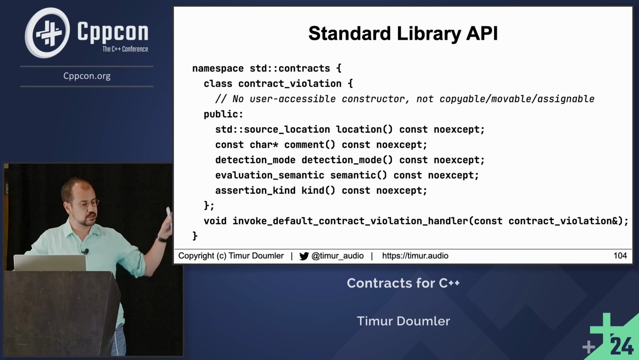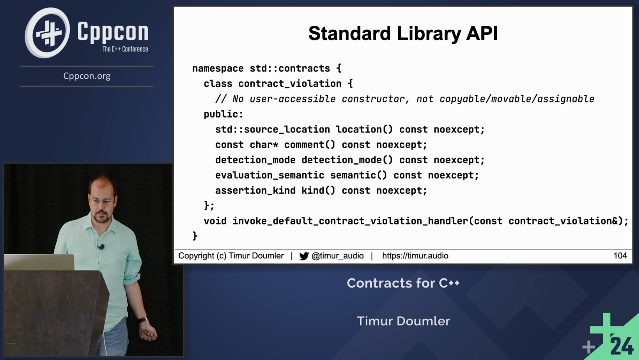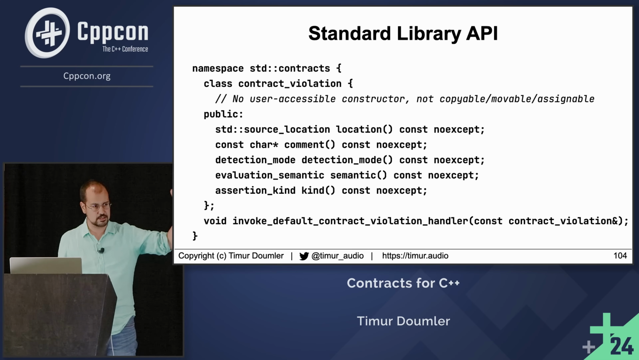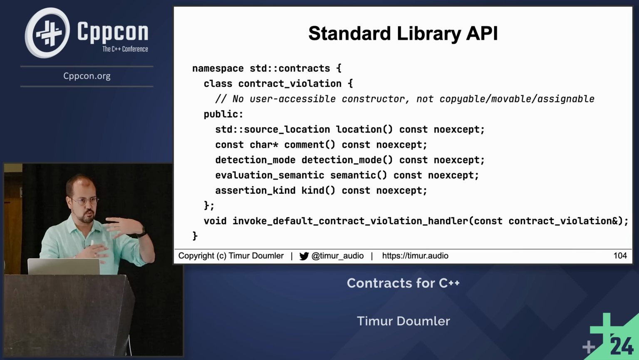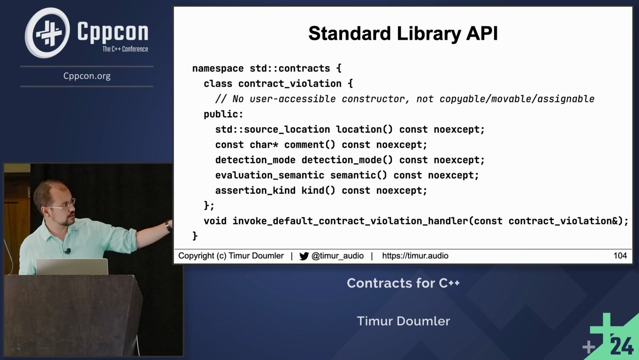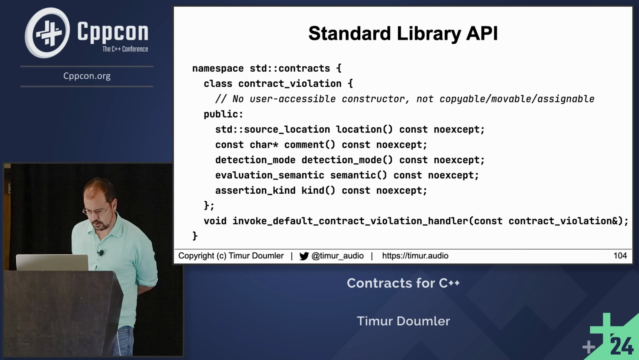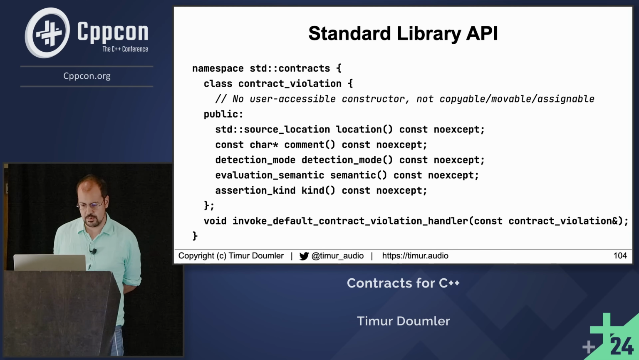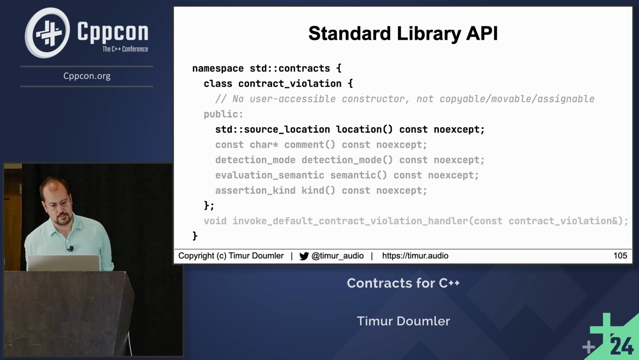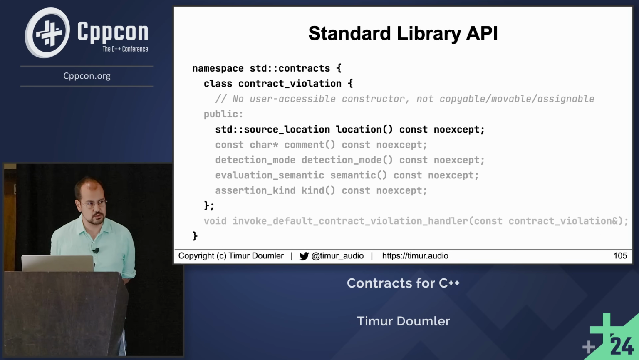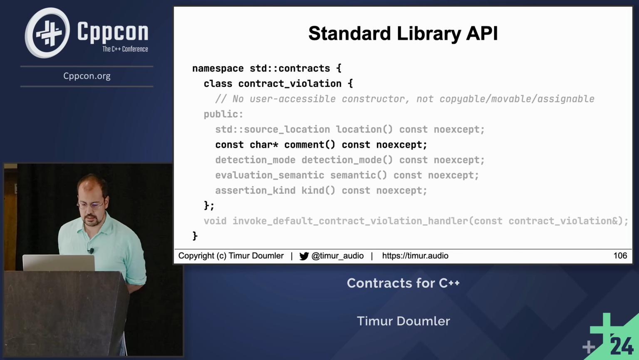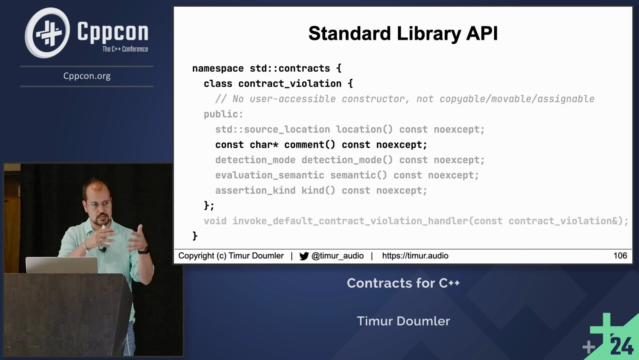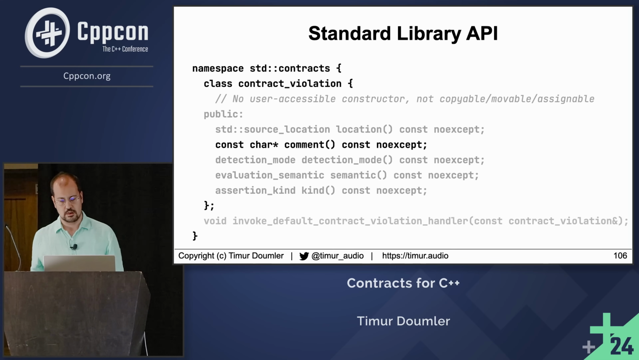So we have this little bit of library API. This is actually all the library API we're proposing. It's just this contract violation object there that tells you a little bit about the violation, so you can program your violation handler, and then this other function at the end to call the default violation handler. So there's just this class here, this struct with 5 members. That's all there is. There's a member function location, which gives you a source location where the violation happened. There's a member function called comment, which gives you a textual representation of the expression that failed.